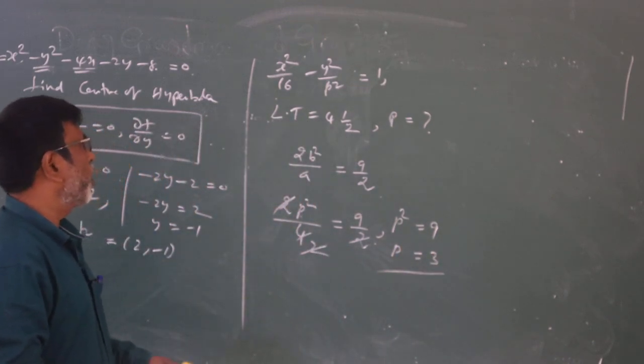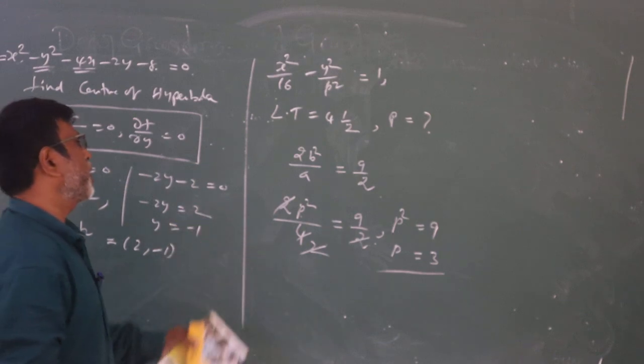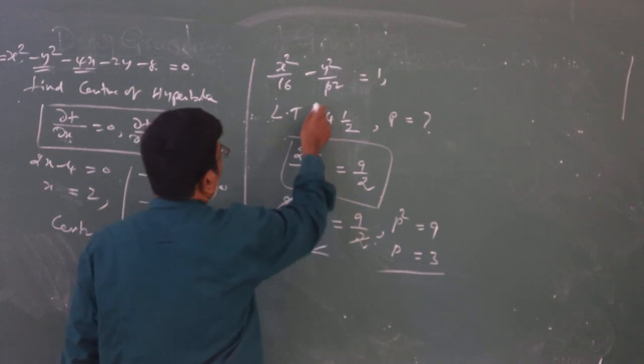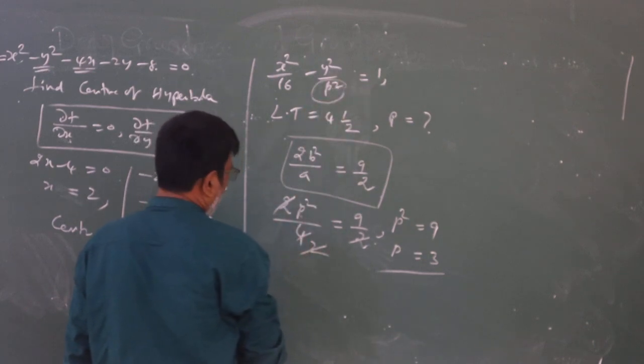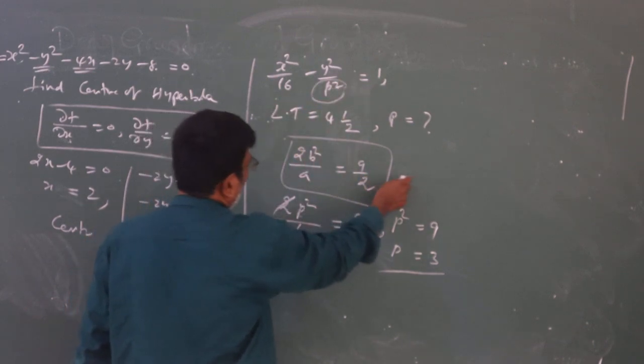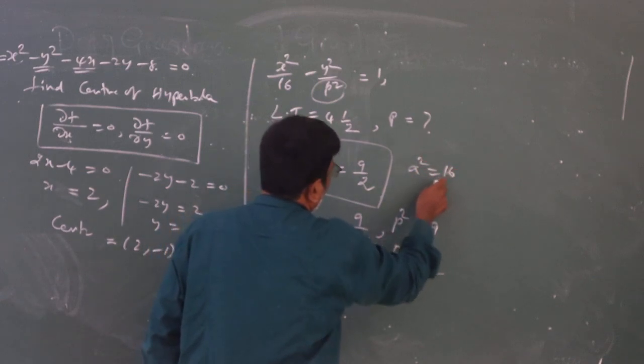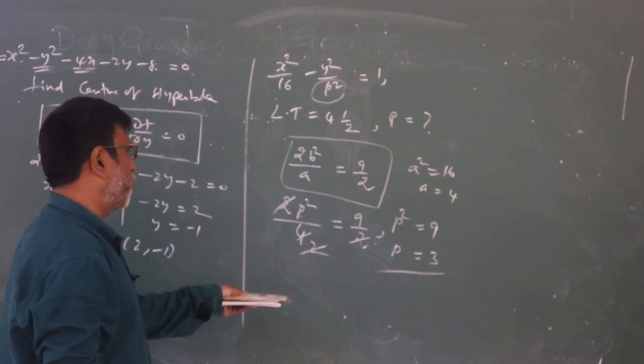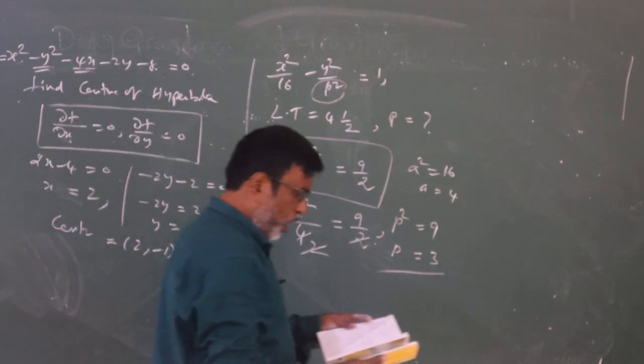So this is the way of solving the question. The latus rectum 2b square by a is given as 9 by 2. b square is p square, and a square equals 16, so a equals 4. So we easily get p equals 3.